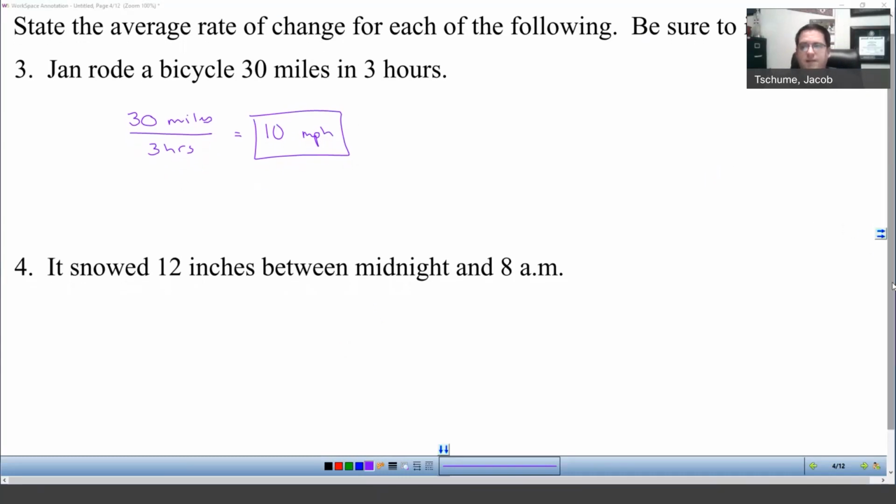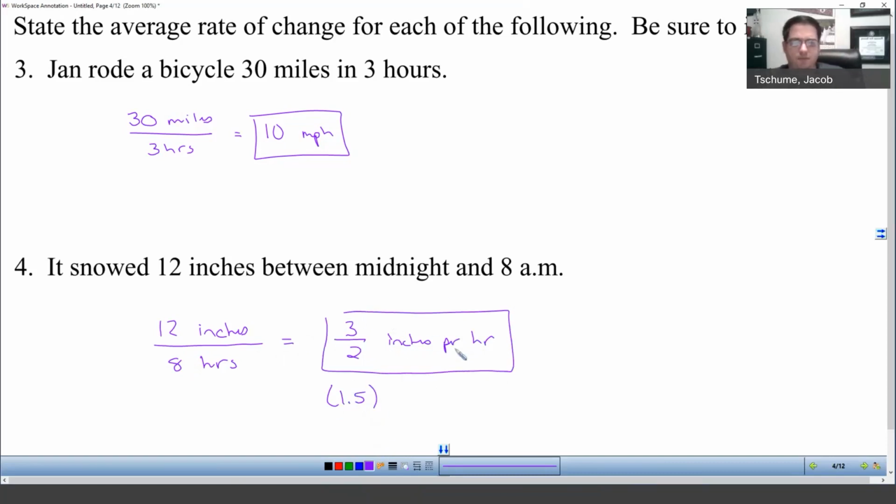Number 4, if it snowed 12 inches between midnight and 8 a.m., well, if it snowed 12 inches, the time here, so midnight to 8 a.m. would be 8 hours. If you simplify 12 divided by 8, those both share a 4 in common, so that would be 3/2 inches per hour. If the homework allows you to do decimals, you could put 1.5, but if it doesn't, you may have to leave it in fraction form.